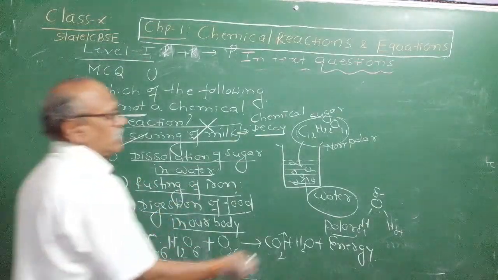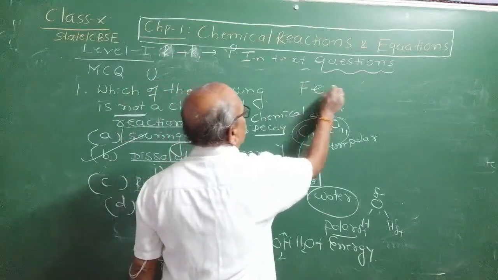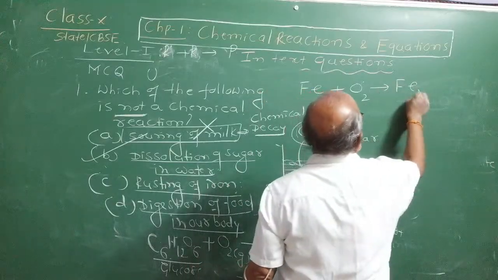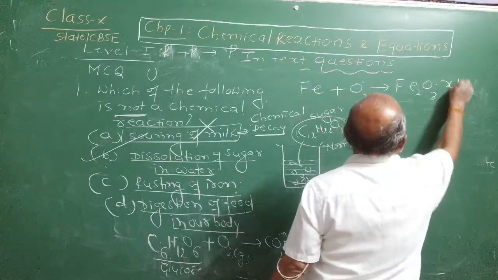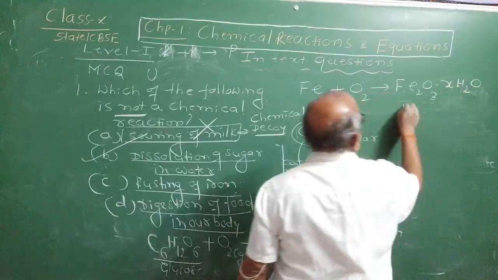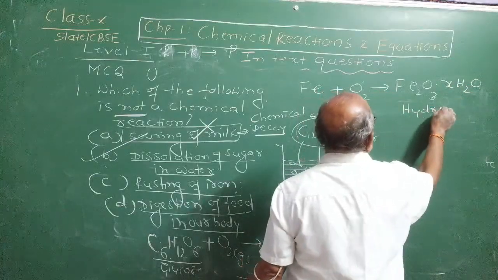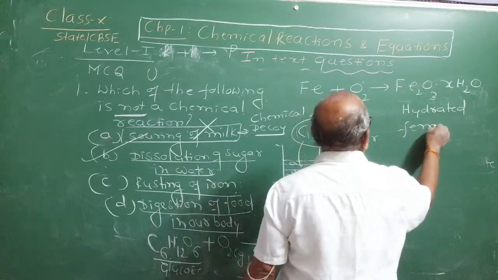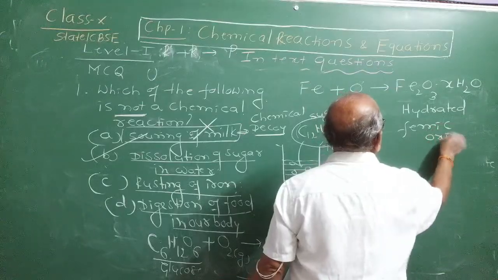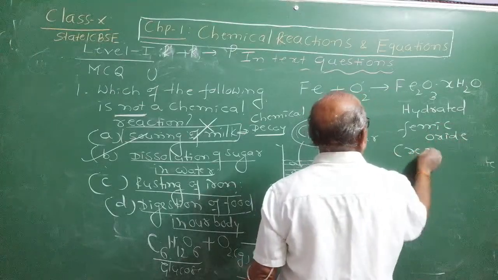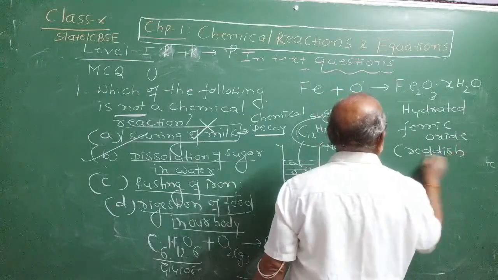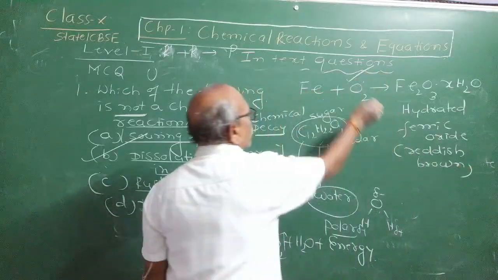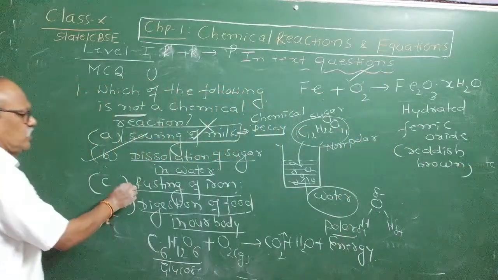Therefore, rusting of iron. When iron is exposed to moist air, it will combine with oxygen, forming a reddish brown colored product called Fe2O3.xH2O, hydrated ferric oxide, rust. Later I will talk about it. Hydrated ferric oxide is reddish brown in color, my dear students. Rusting of iron is a chemical reaction.